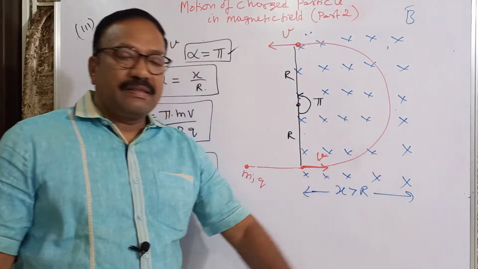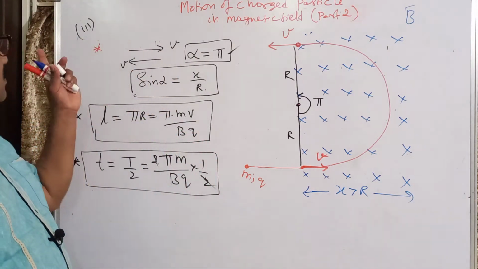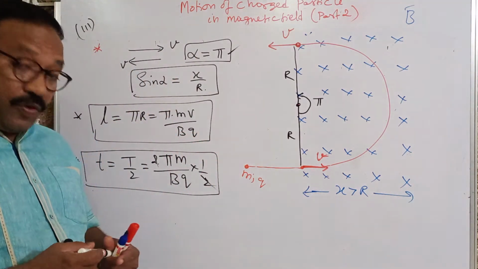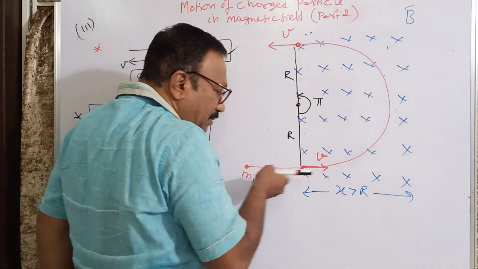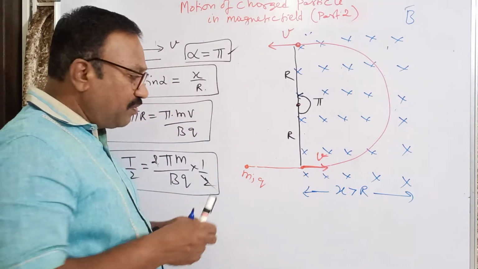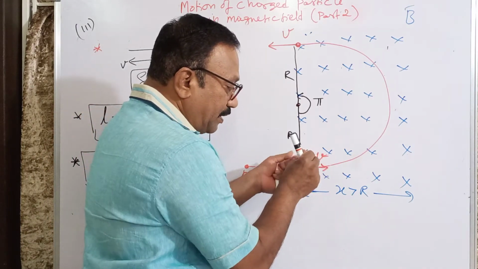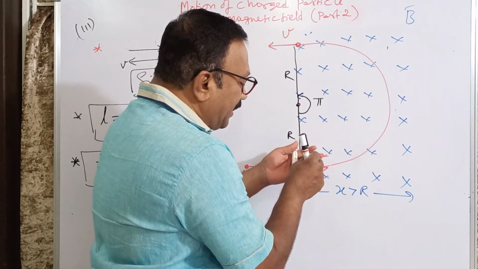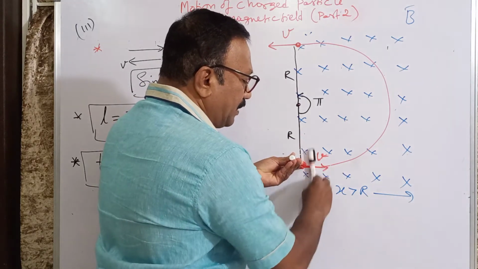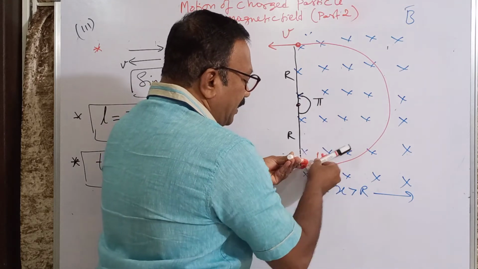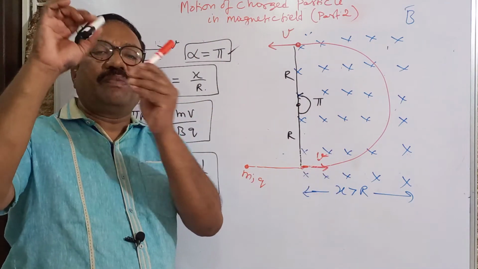If the length of the magnetic field is slightly greater than the radius, this is the third case. So the fourth case is different now. I told you in lecture 1, say for example, this is a magnetic field. So let the particle enter in any direction. Whether it enters like this, or like this, or like this, always it is perpendicular to the field.